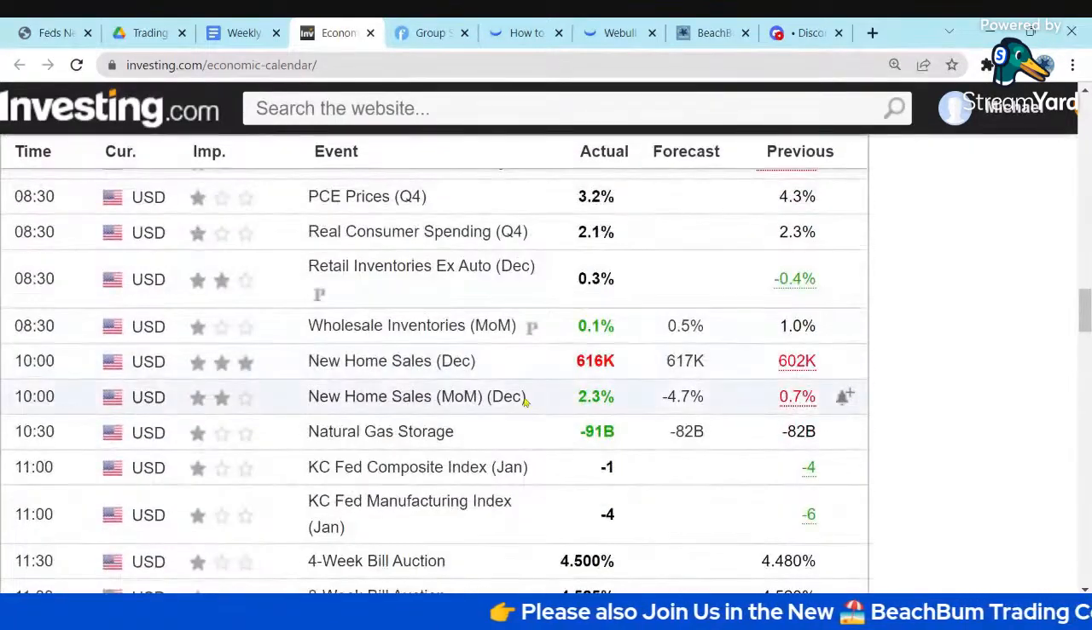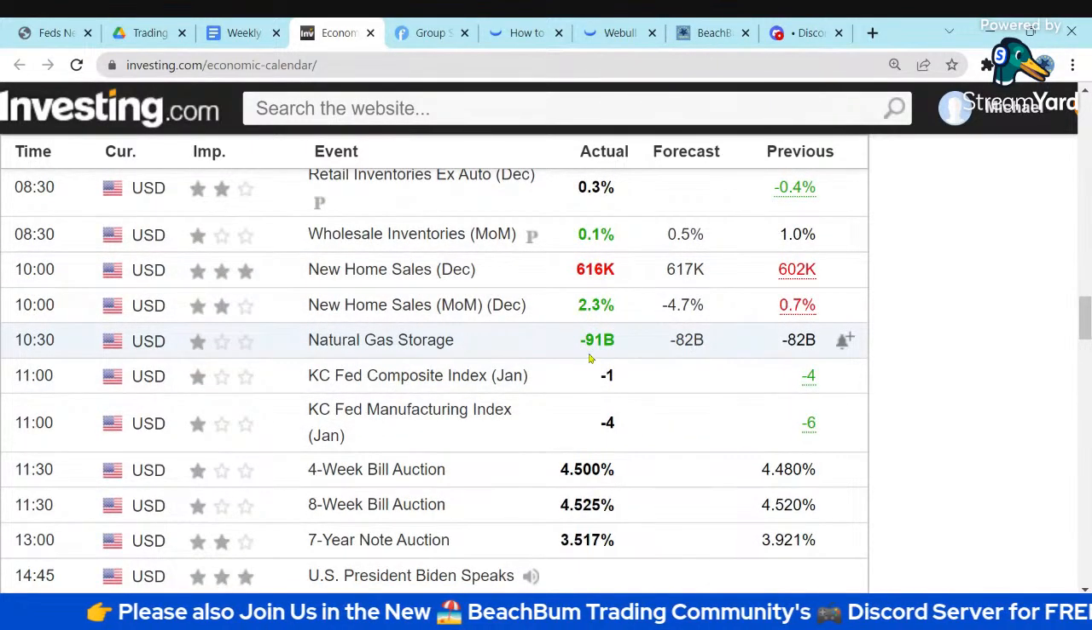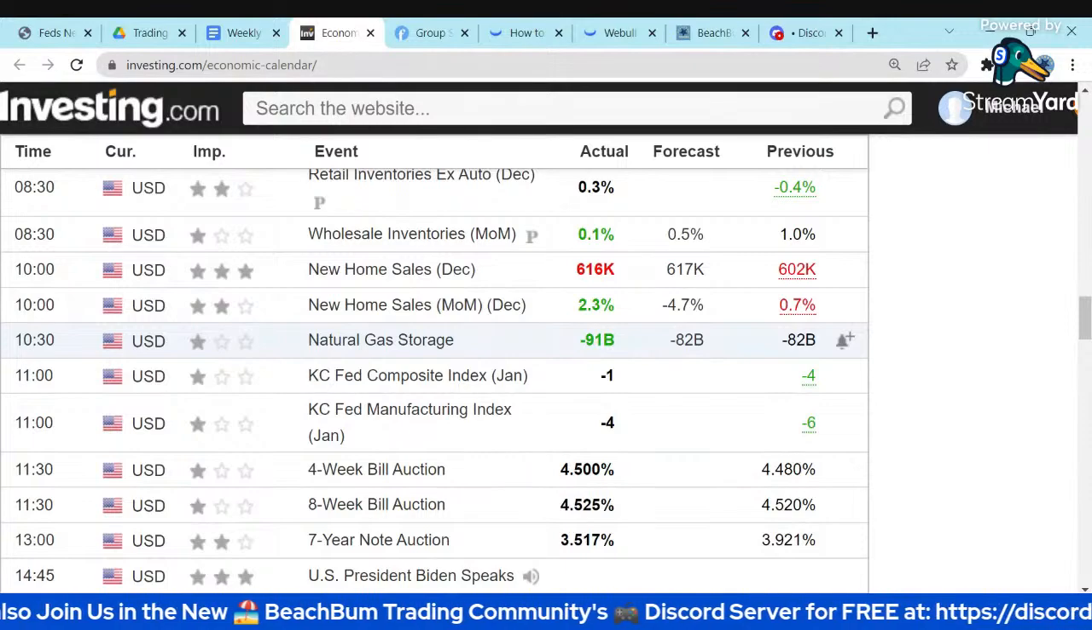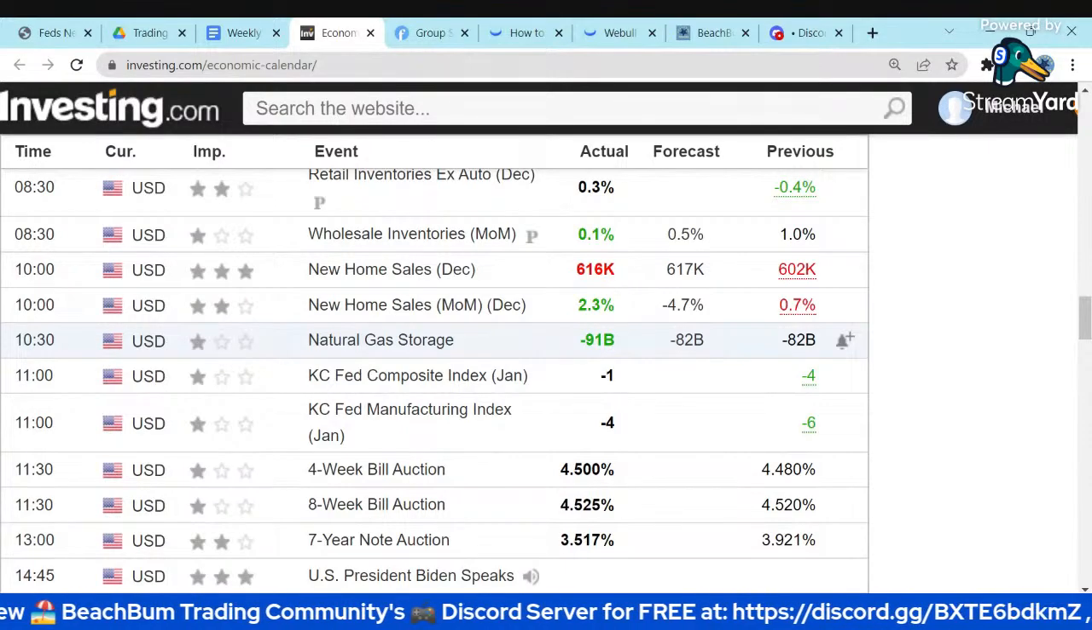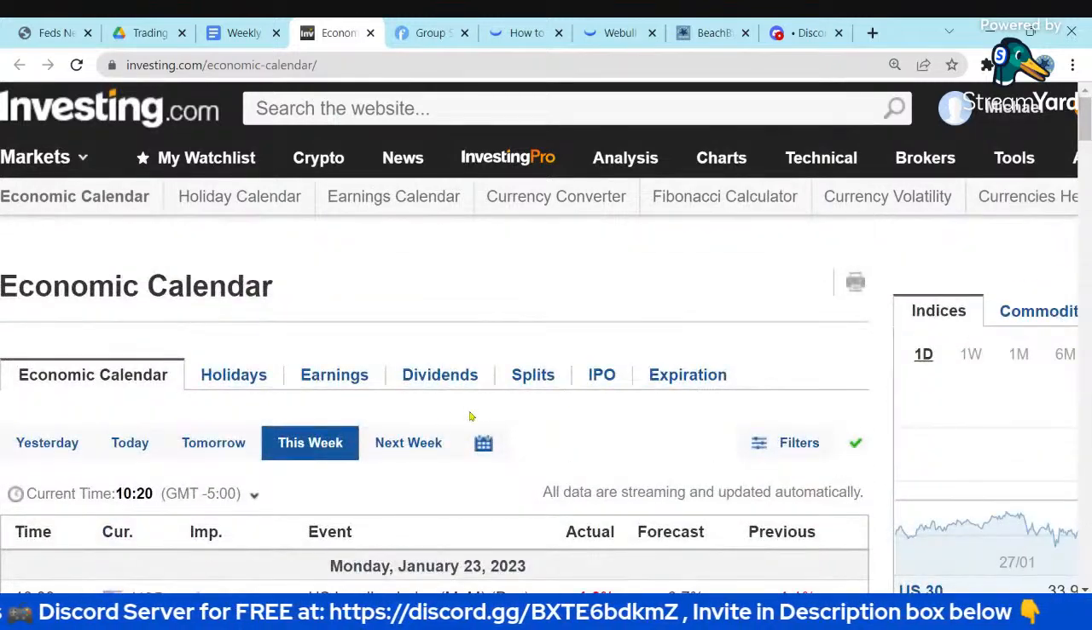I missed, where's the natural gas storage? Right there, we saw that was very negative, a big drawdown in natural gas, and yet the price went up. So again, it's moving technically, not based on the data, in my humble opinion.